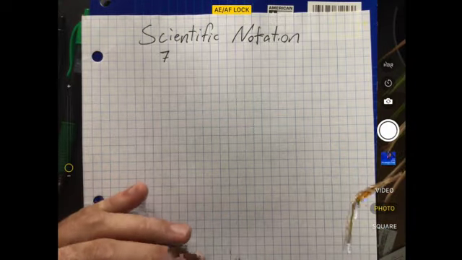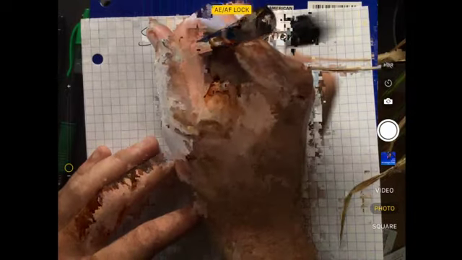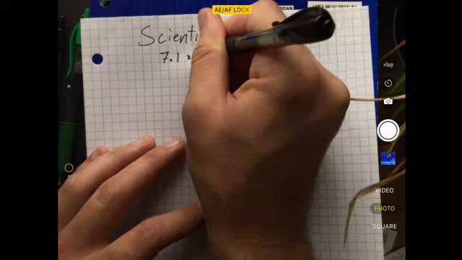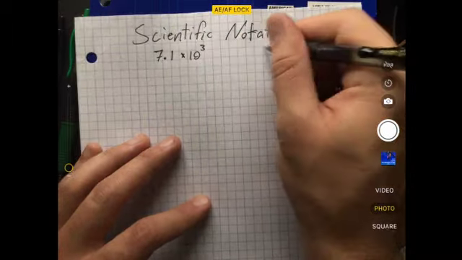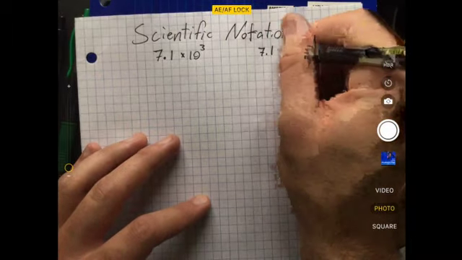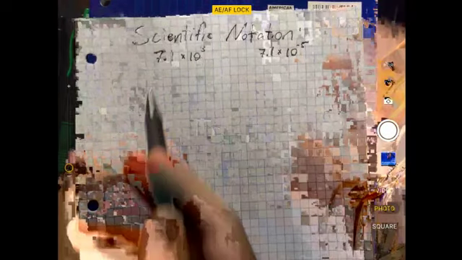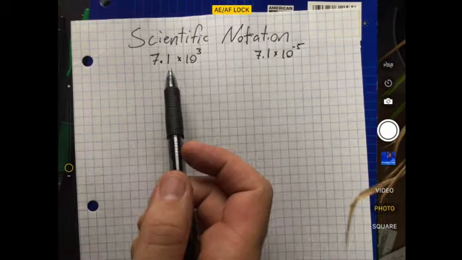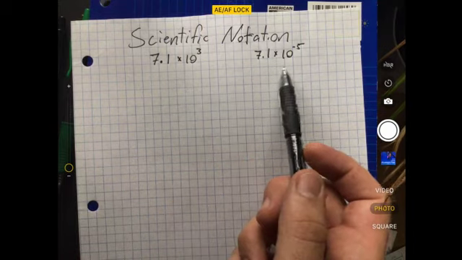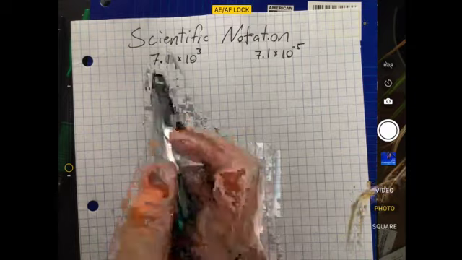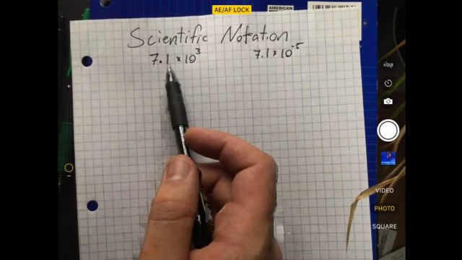7.1 times 10 to the third, comparing that to 7.1 times 10 to the -5th. Okay, so both of these are in scientific notation. This one is a super huge number. This one is a super small number. And generally there's just one digit and then a dot and then another number, and times 10 to some value. 10 times 10 times 10 is very huge.